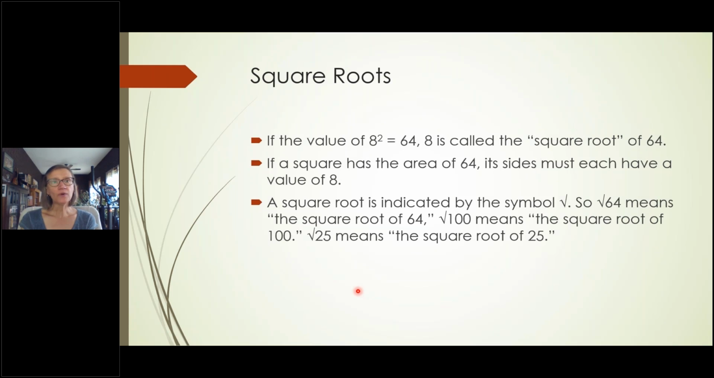Okay, so now I want to talk a little bit about square roots. If the value of 8 squared is 64, 8 is called the square root of 64.